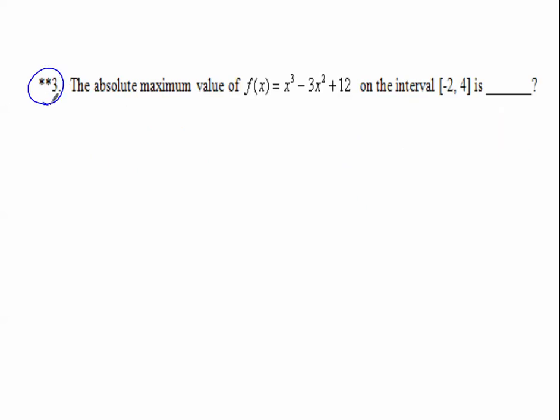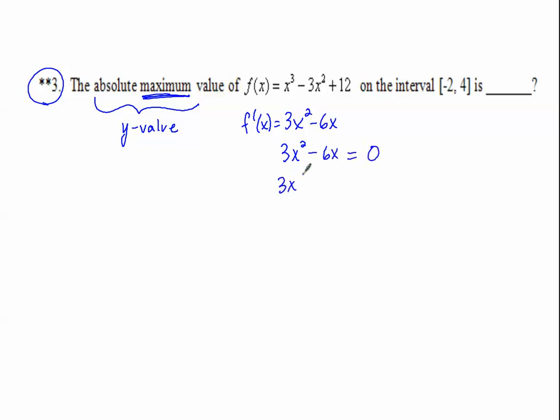Another AP test problem: the absolute maximum value of this function on that interval. They're only asking for the maximum, and notice they didn't say where it occurs. If it's just the absolute maximum value, that's just the y value, and that's all they want. So let's find the critical numbers first. f prime is 3x squared minus 6x. There's no place where this is non-existent, since it's a polynomial, so set it equal to 0. We can factor 3x, and we get two critical numbers, 0 and 2.